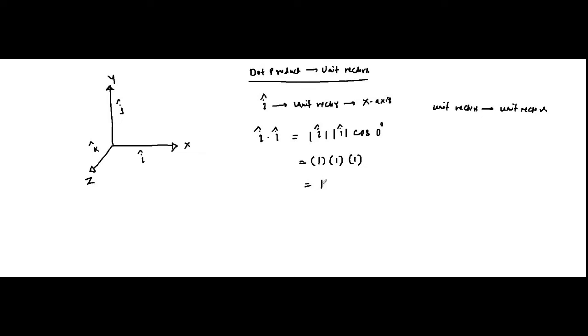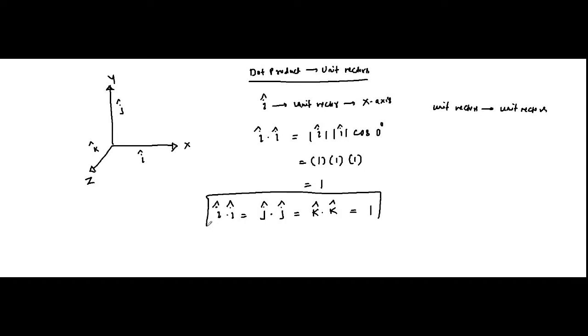The same is the case for j cap and k cap, because they are all of unit magnitude and have a 0 degree angle between them. So we'll get the same result. So i cap dot i cap is equal to j cap dot j cap is equal to k cap dot k cap, which is equal to 1.